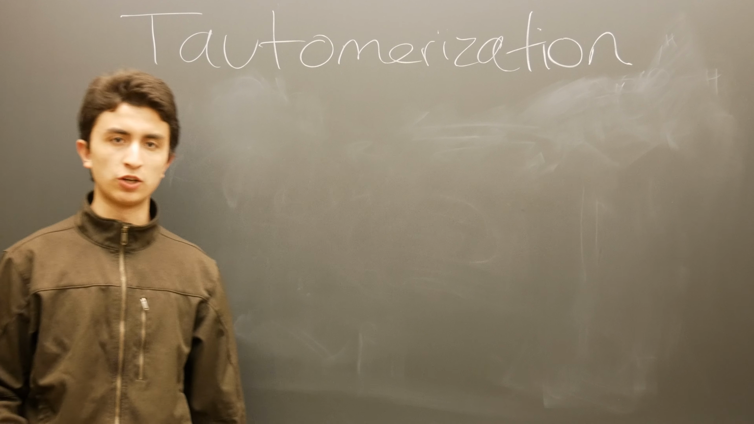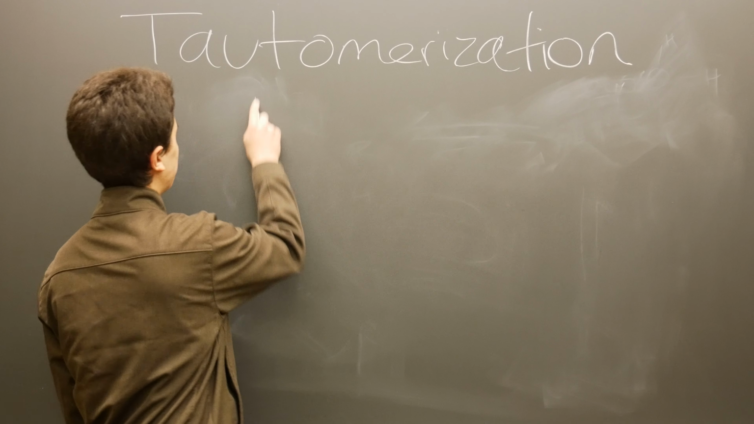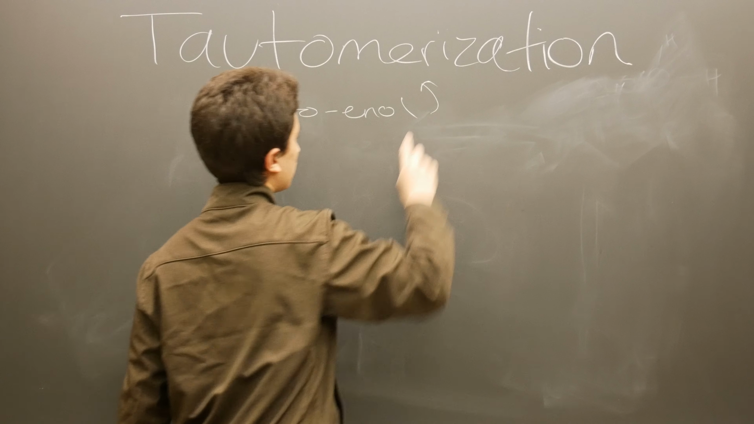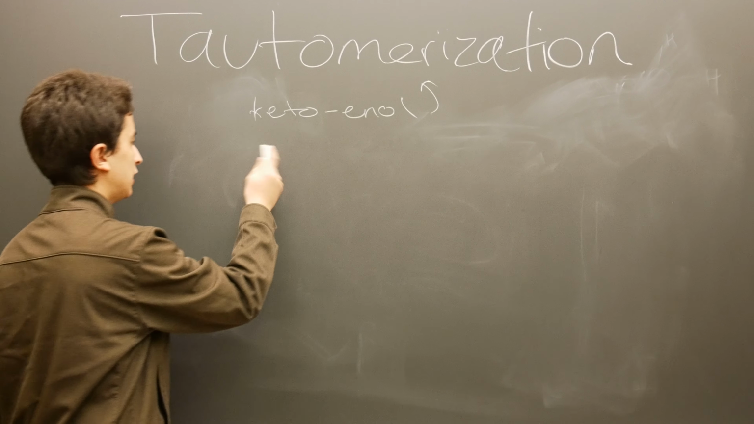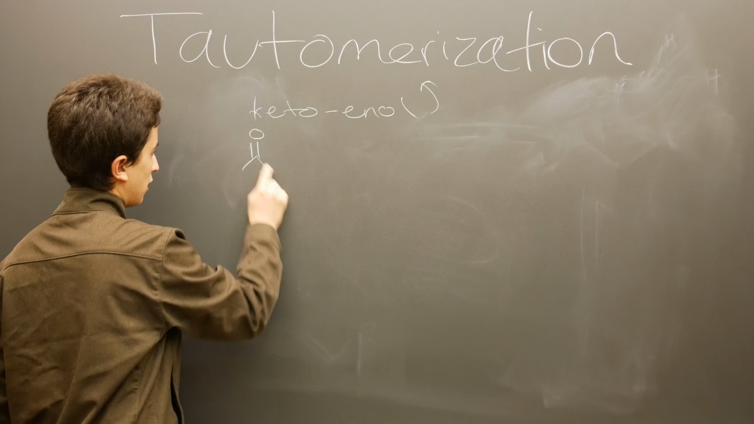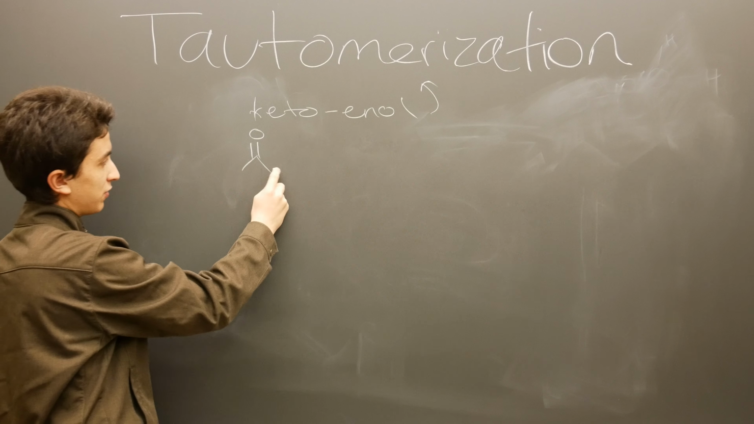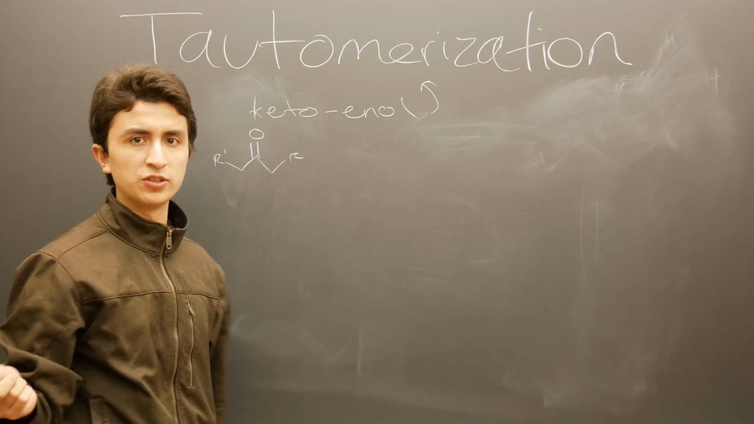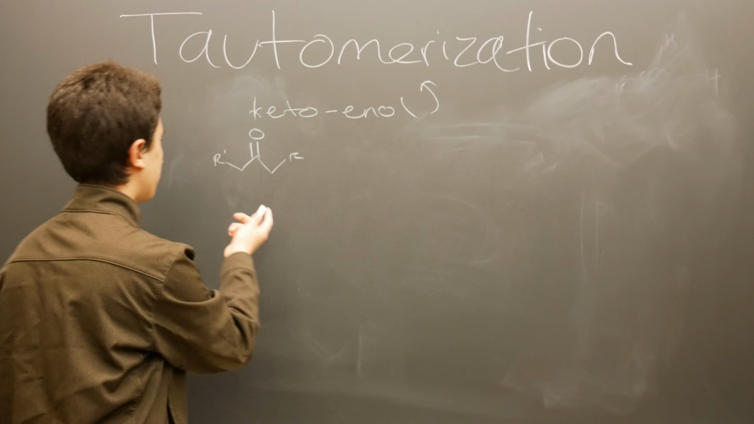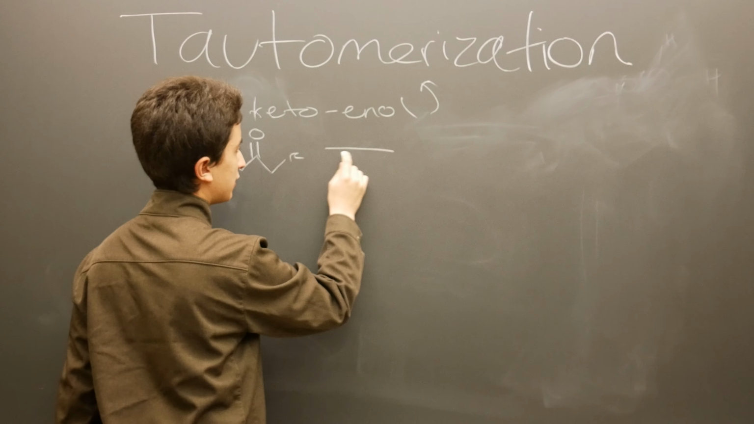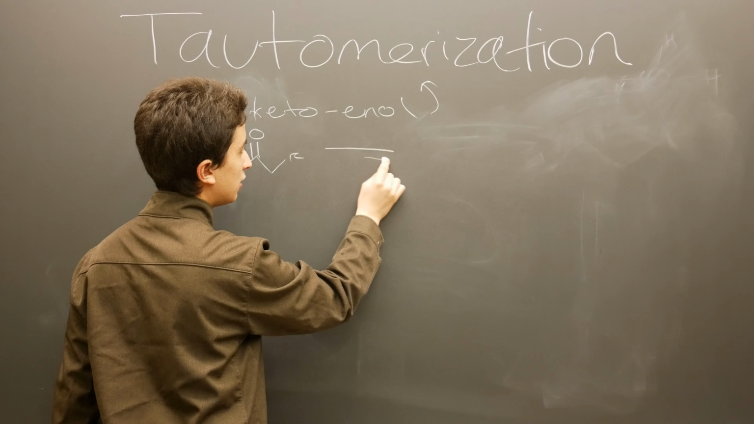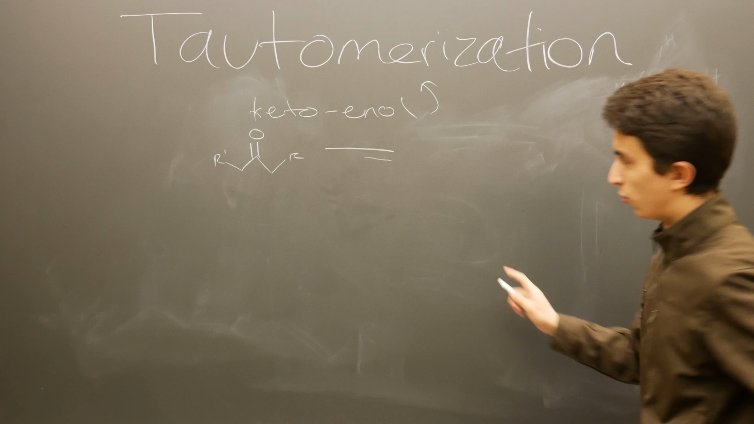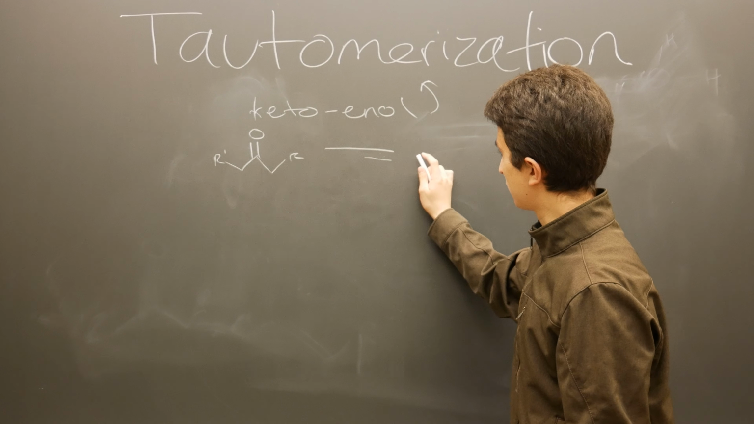Hello. Today we go over tautomerization, specifically keto-enol tautomerization. And so keto simply refers to we have a ketone. So let's say we have this R group, and let's say R prime group to distinguish them, although it doesn't matter for this example.